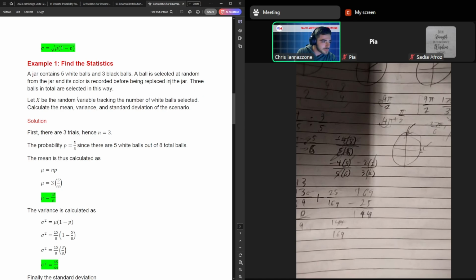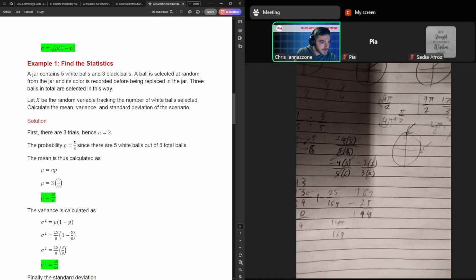It is being replaced. So binomial, right? It's being replaced. There is no changing of probabilities. Each thing is independent. And you only have 2 options. You have a white ball or a black ball. So we're selecting 3 in total, which means our n is going to be 3. The probability of selecting a white ball, because that's the thing we care about here, white balls, is going to be 5 out of 8.